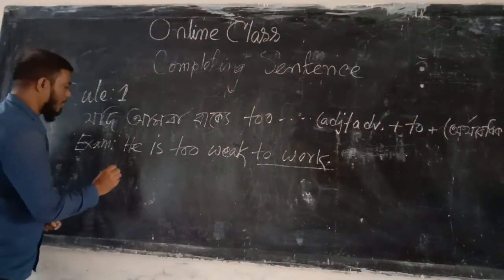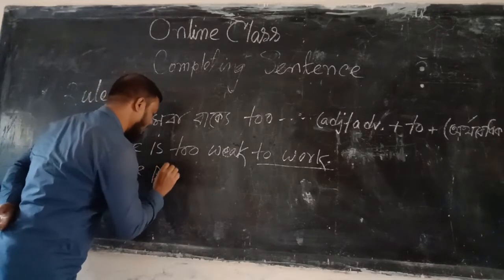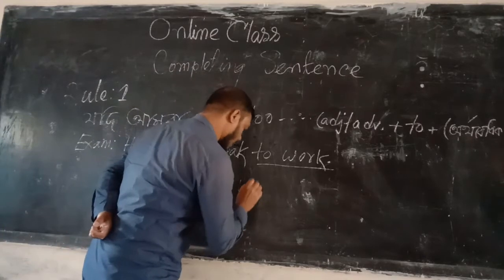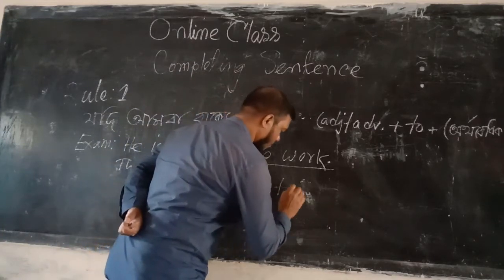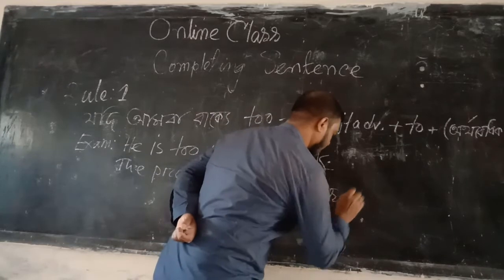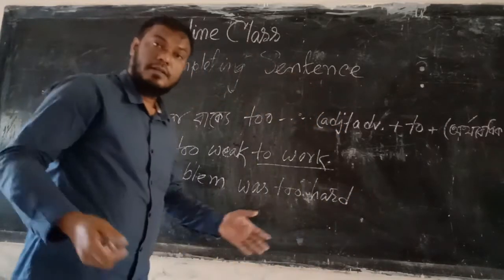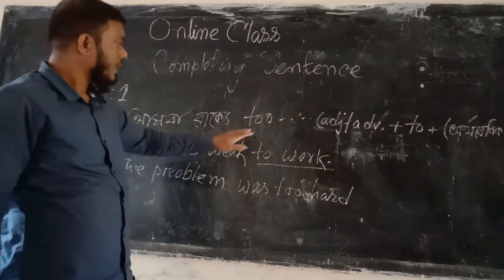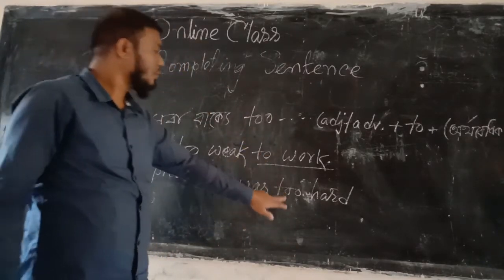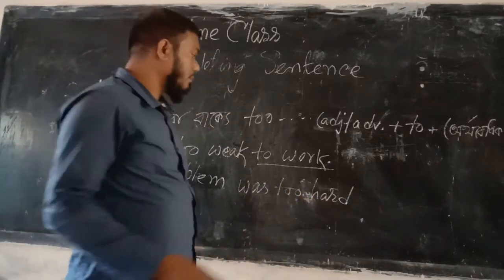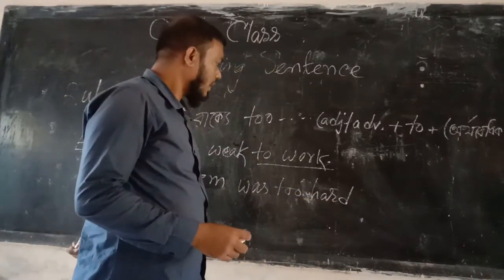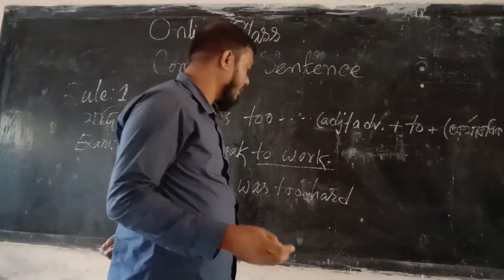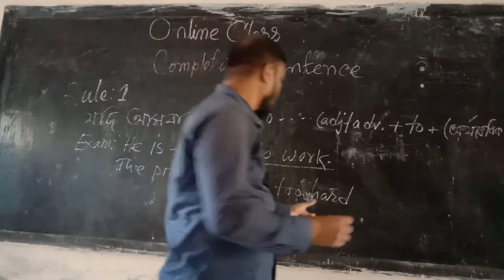Another example, the problem was too hard. Dear students, you have to remember that if we find in the sentences "to", then adjective, then a personal object, that means me, them, or any kind of name. The problem was too hard for me.